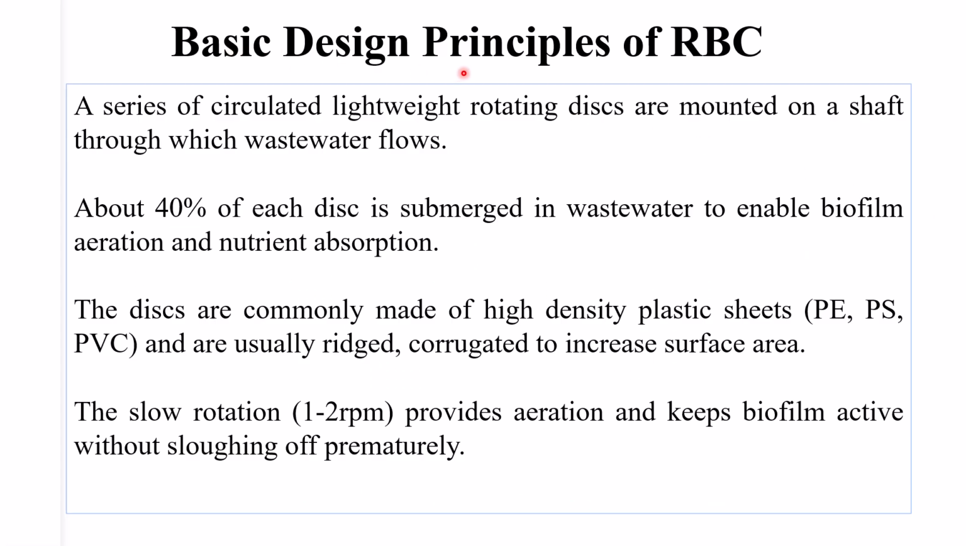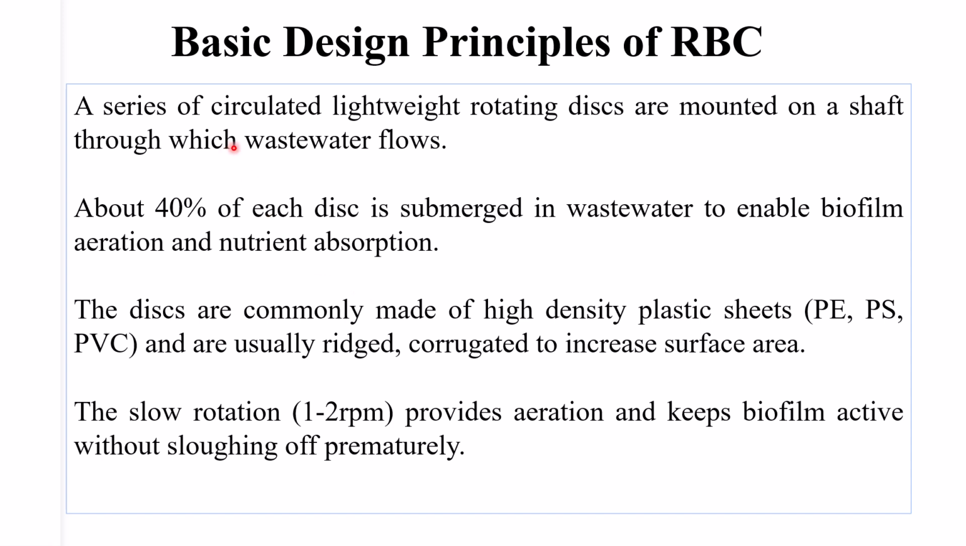Now the basic design principle of RBC. This series of circular lightweight rotating discs is mounted on a shaft through which the wastewater flows. About 40% of each disc is submerged in the wastewater to enable biofilm aeration and nutrient absorption. The discs are commonly made of high density plastic sheet, that is polyethylene, polystyrene and polyvinyl chloride, and are usually rigid and corrugated to increase the surface area. The slow rotation, that is 1 to 2 rotations per minute, provides aeration and keeps the biofilm active without sloughing off prematurely.